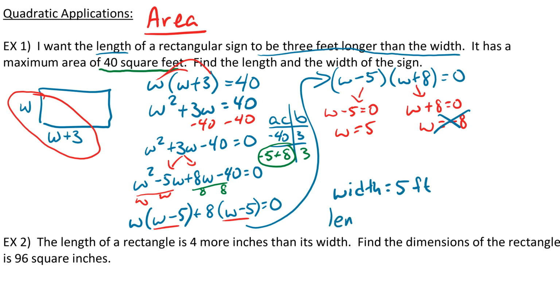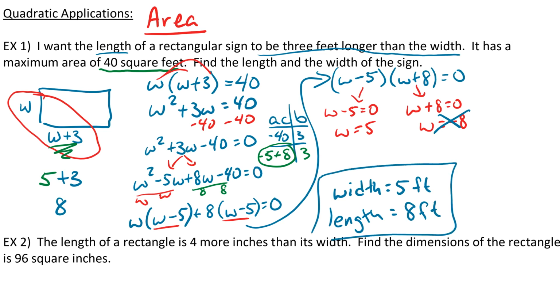But we still need to know the length. For the length, luckily, at the start, we had a formula for it. It was W plus 3. And now that we know W, we can just fill in that W is 5, and then plus 3 would give us 8. So the length is 8 feet. And those are our answers.